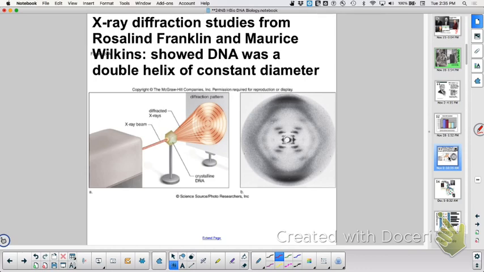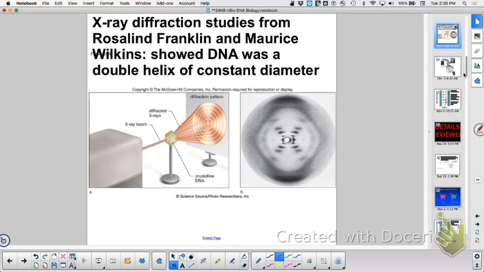And Rosalind Franklin and Maurice Wilkins, they're the ones who shot X-rays through DNA and came up with this pattern, and that said it's a double helix of constant diameter. And we know now that makes sense because adenine has 2 rings in its base, and it always binds with thymine that has 1 ring. So you always have a purine with the pyrimidine, and it keeps your diameter the same. Okay.